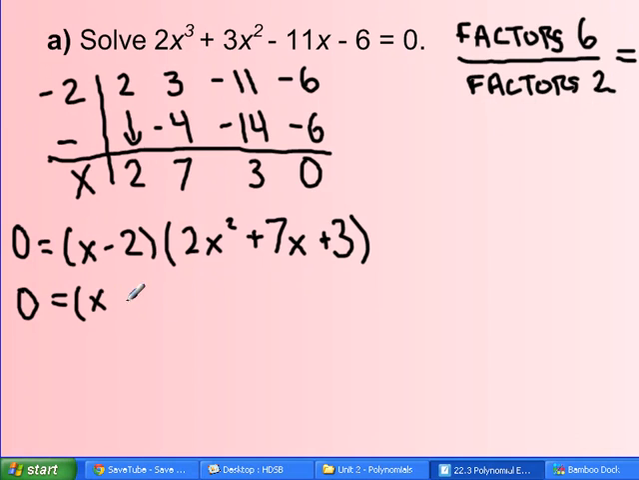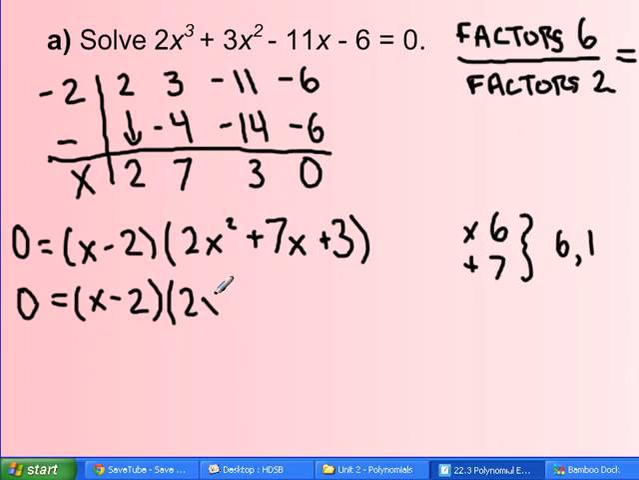I could try and do polynomial division again, but I don't really need to. I have a quadratic as my second factor. So I can factor this, and I would be factoring this using decomposition. So two numbers that multiply to 6 and add to 7. I think those two numbers are 6 and 1. So I decompose, I break apart the middle term into a term of 6x and a term of x.